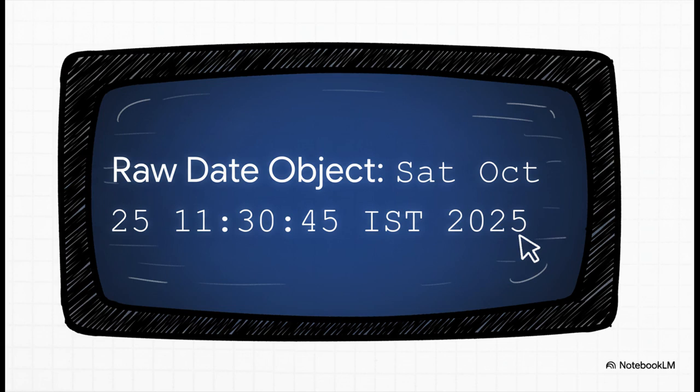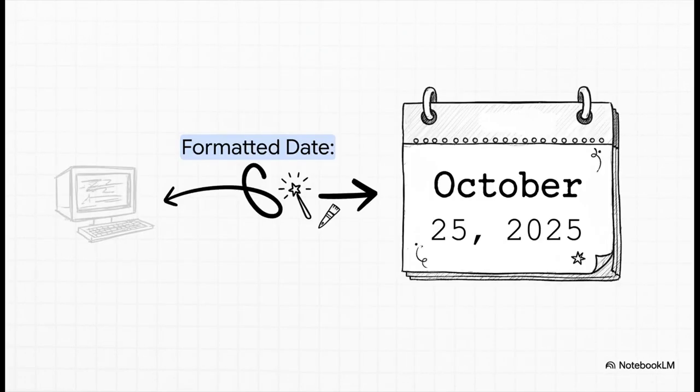And then you've got Java.text. It lets us take something like this raw date from the computer, which, let's be honest, looks pretty messy to a normal person. And with just a simple pattern, turn it into something clean, professional, and easy for your users to read. See? It's all about that final polish.